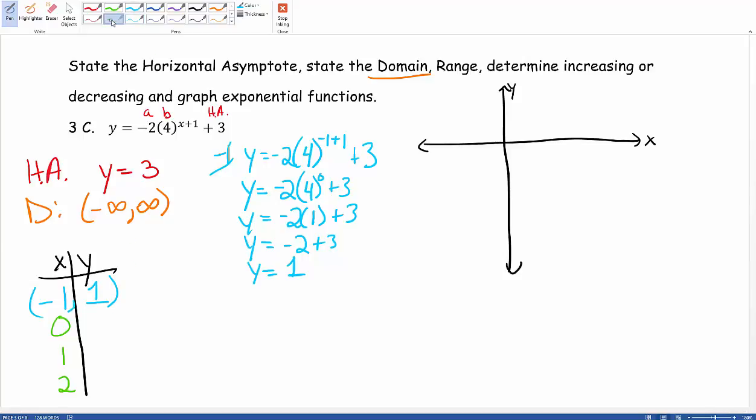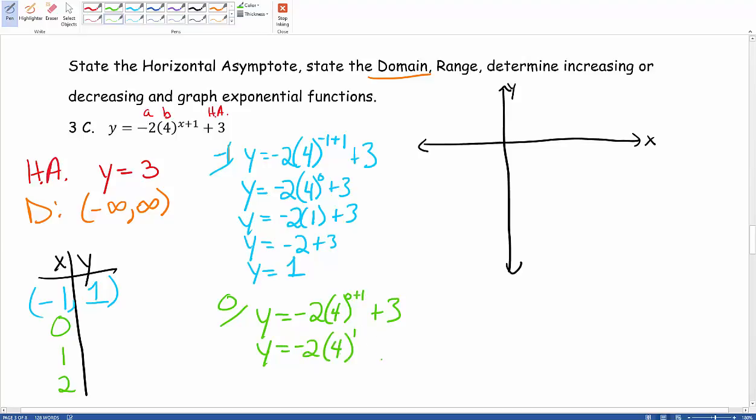Next, going ahead and dumping in 0, we end up with y equals -2 times that base 4 raised to the 0 plus 1, plus 3. So then y is equal to -2 times our base 4 raised to the 0 plus 1, which is 1, plus 3. Anything raised to the first power like this is just that base. So we have 4 times -2, well, that's -8 plus 3. So it looks like our y value comes out to be -5. So at 0, we end up with the y value of -5.